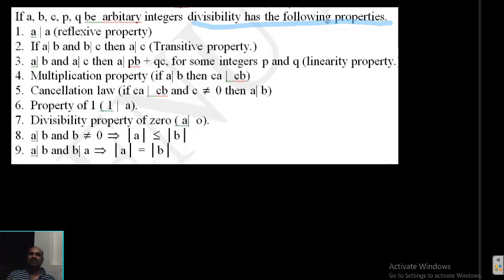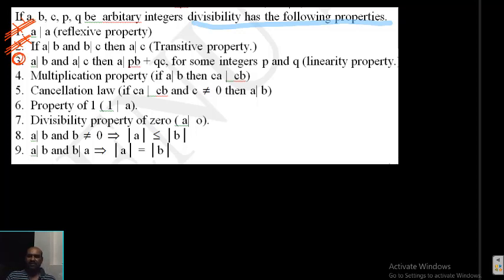Yeah, first one is reflexive, completed. A divides a, explained. A divides b and b divides c, automatically a divides c, proved also. Transitive property. Next one is important, linearity property. Linearity property, very very important.